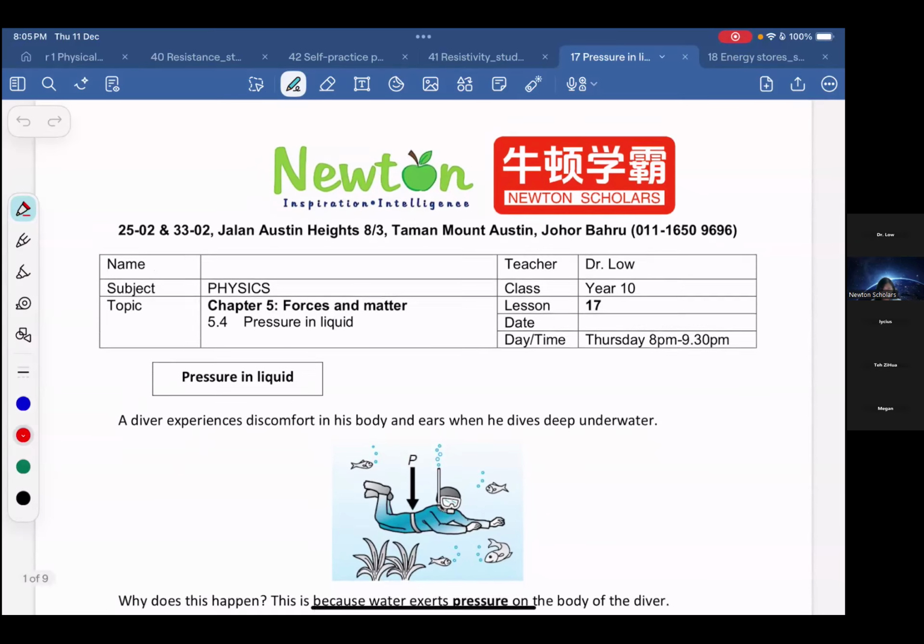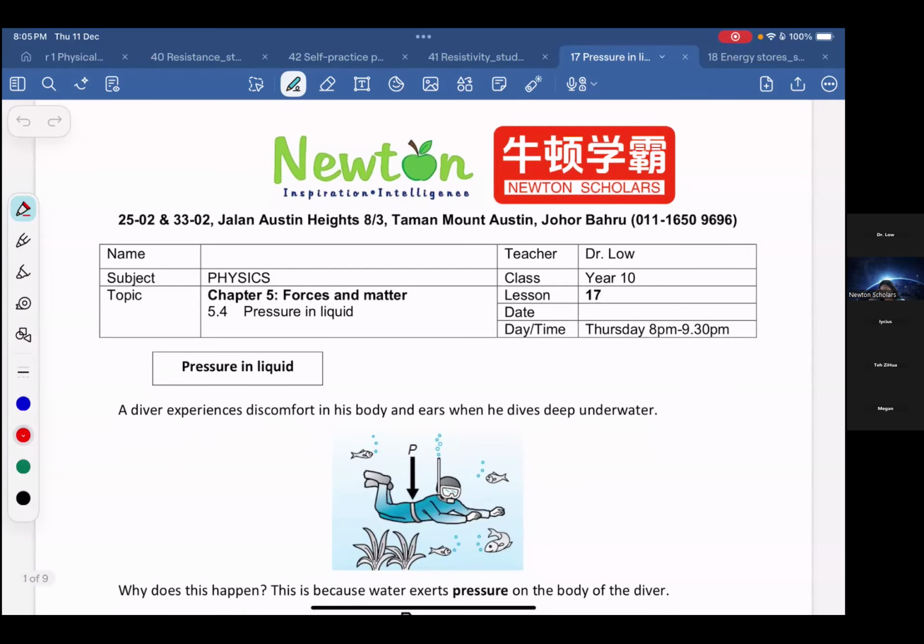Okay, boys and girls, we will continue our lesson number 17. It's about pressure in liquid. Last week we learned about pressure in solid. Pressure in solid is P equals F over A. It is affected by the weight or the force acting on the surface, divided by the area.